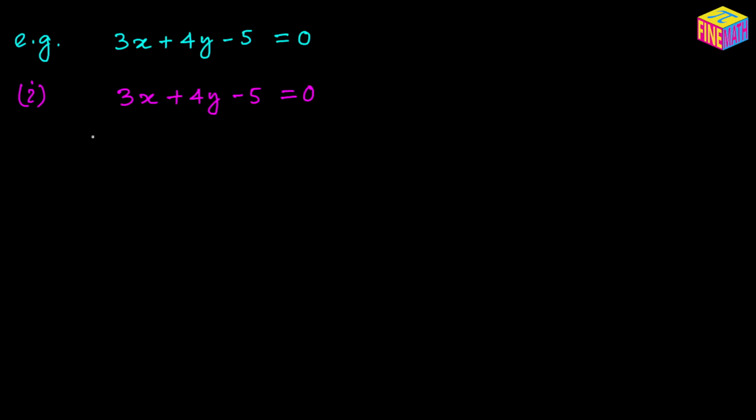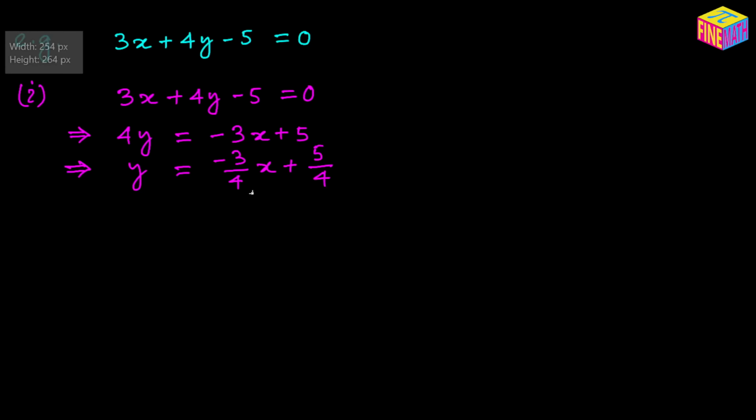And if we isolate y from here, then we can say 4y is equal to negative 3x plus 5, and if we divide both sides by 4, then we get y equals negative 3/4 times x plus 5 over 4, and that is the slope-intercept form. And here the slope is negative 3/4, that's the slope, and the y-intercept is 5 over 4.